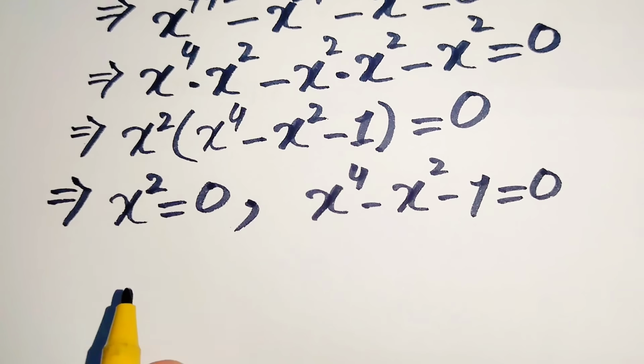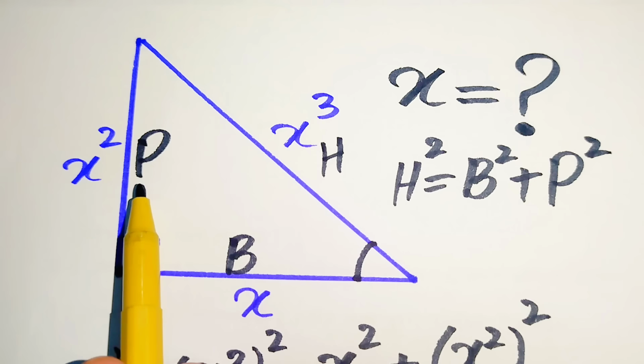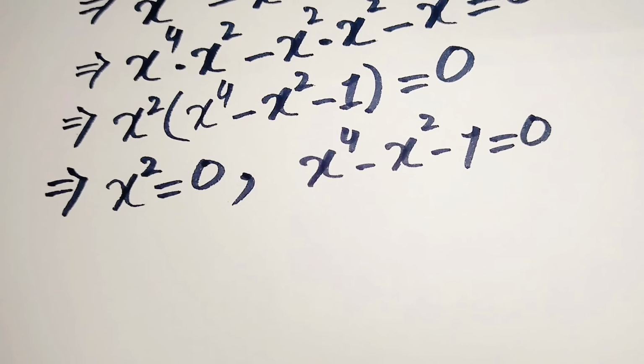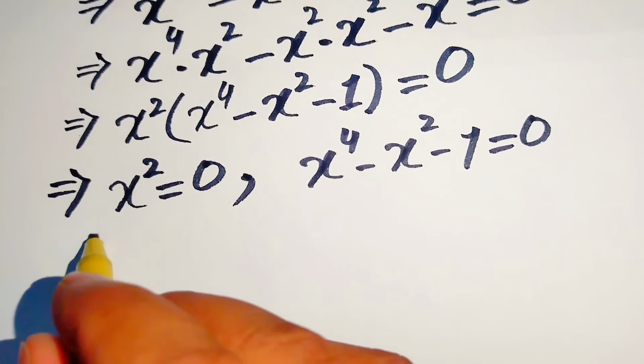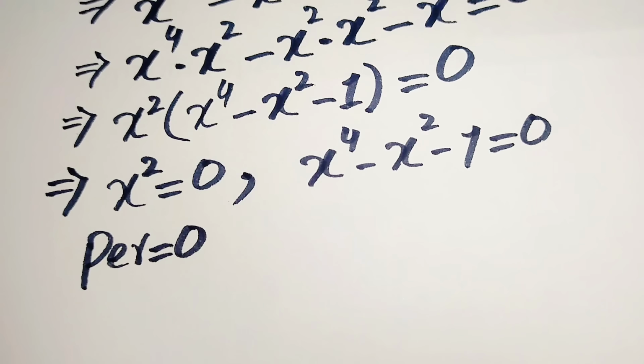If x square equals 0, you see that x square is the perpendicular side of the given triangle. So this means that the perpendicular side of the given triangle is 0. It is not possible that a perpendicular side equals 0.